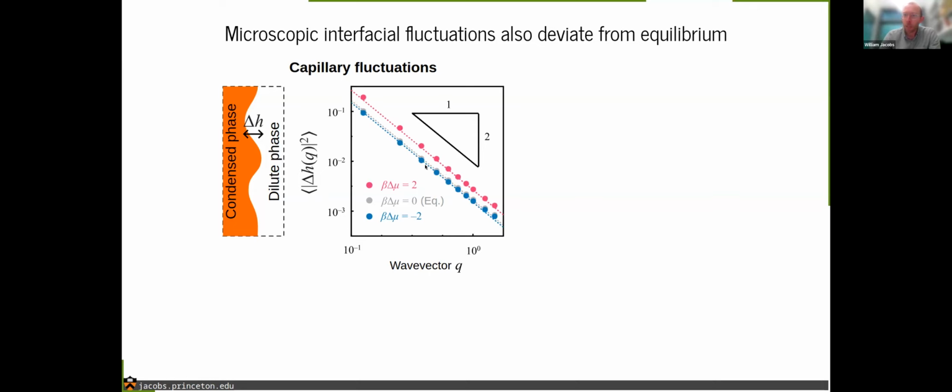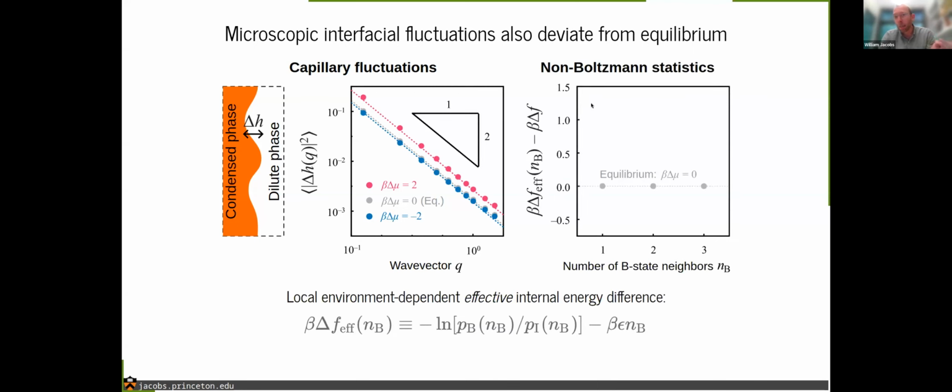When the system is driven out of equilibrium, this fluctuation spectrum can change. It's possible to see that the amplitude overall can be increased or decreased depending on the setup of the system. It's also possible to break this equipartition theorem relationship. That's one thing that we can look at. We can also look at the actual statistics of the molecules that are sitting right on the interface itself.